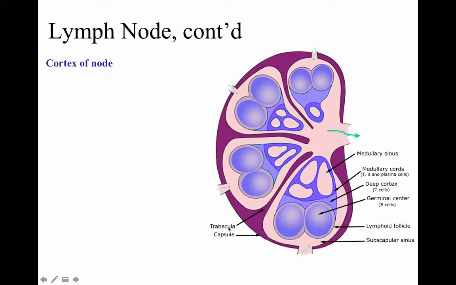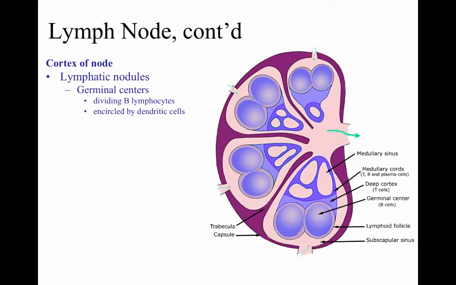The cortex of the node has lymphatic nodules. The cortex has these lymphatic nodules that are germinal centers in here, and they have dividing B lymphocytes. So the B lymphocytes that were created, say within the red bone marrow, have migrated here into these germinal centers, and they will divide and respond to pathogens that enter the lymph node. They're encircled by dendritic cells, and the deepest part of the cortex that we see in this area here, there are T lymphocytes that are always on the move. So T lymphocytes are always scanning, moving through the lymph and the body, scanning for invaders.